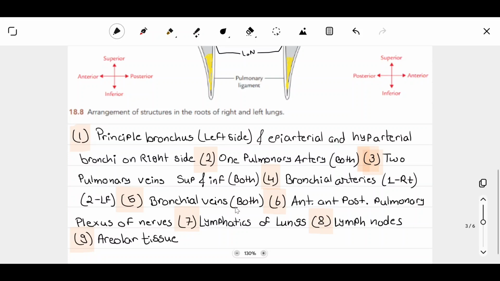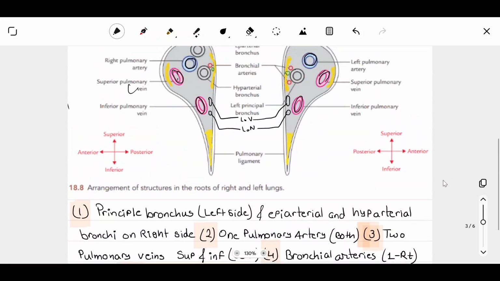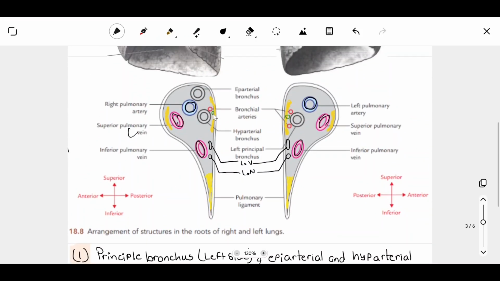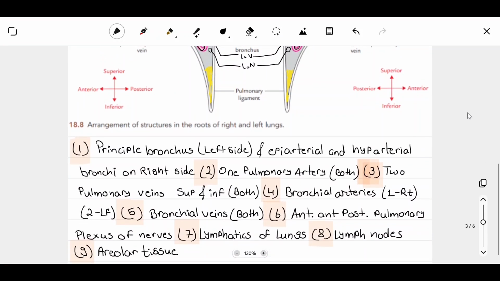Next I have bronchial veins, which are present on both sides. This is the bronchial vein, the green colored bronchial vein present over both sides.